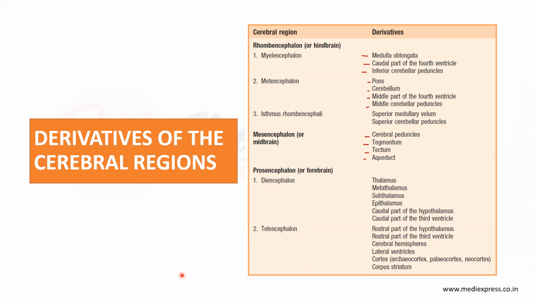Now, we need to read it again and again. Then only we'll remember this. If you want, you can take a screenshot of this. Myelencephalon, metencephalon, and isthmus rhombencephali are nothing but parts of the rhombencephalon, the hindbrain. Then we have mesencephalon or the midbrain, and finally we have prosencephalon or the forebrain. Okay, and the forebrain has two parts: diencephalon and telencephalon. So this was regarding the derivation.